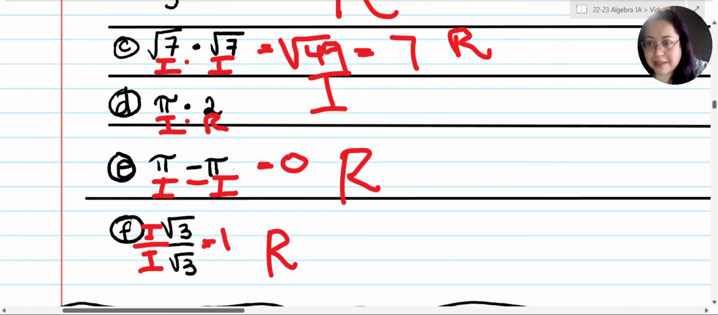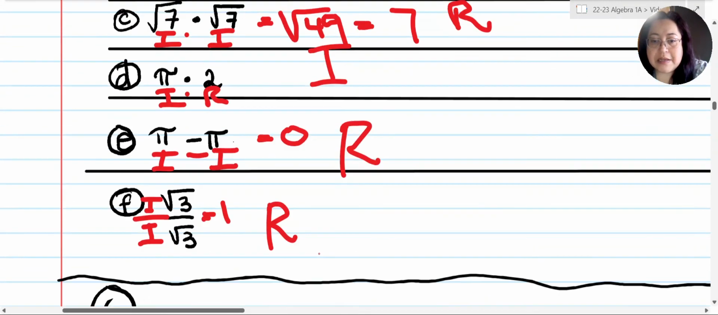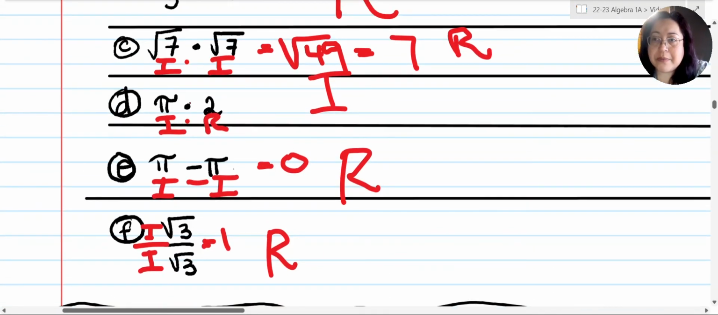So always stop and think. Don't just assume that because they're both I, you're going to get I. Stop and think, because sometimes you get an R. Okie dokie. And I think that's it. This is the review that we did for the unit test, okay?